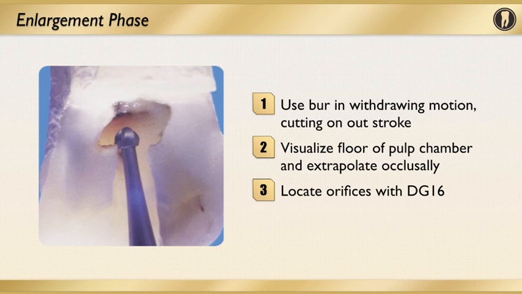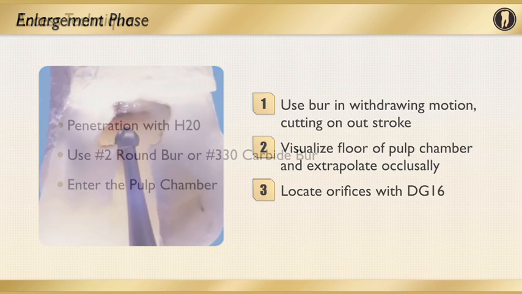The enlargement phase is again kind of stretching out that access and opening it up a little bit, removing any of those undercuts, those walls. Once you've completed this phase, then you go to the refinement phase with your long diamond. The long diamond, the refinement phase, just allows you to get more straight line access.